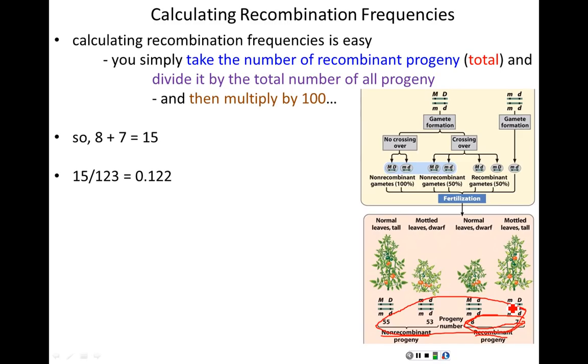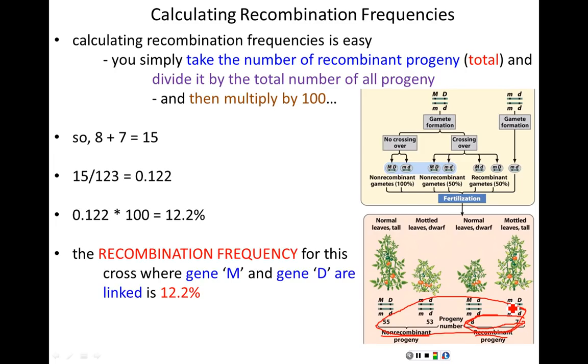123. You do the division, 15 divided by 123, that's 0.122. I did that with a calculator. Multiply that by 100, you get 12.2, and that is your recombination frequency. The recombination frequency for this cross, given this data set, the recombination frequency between gene M and gene D is 12.2%. Well, what does that mean?